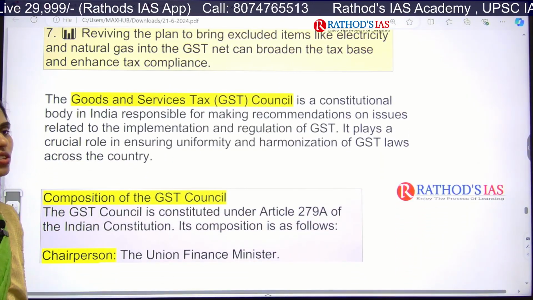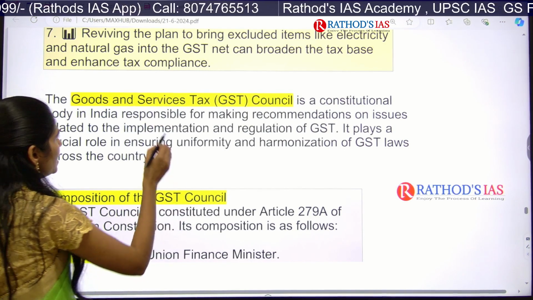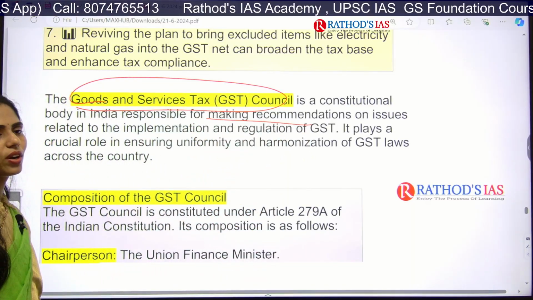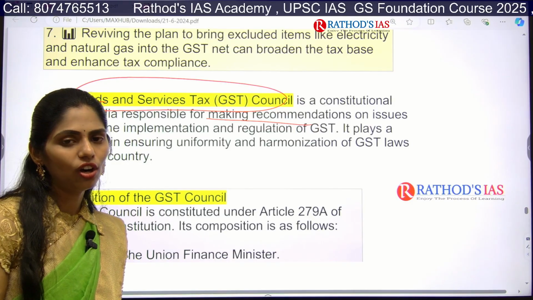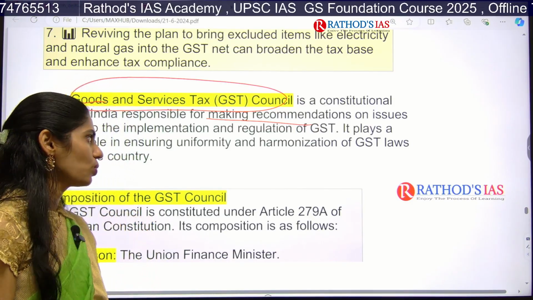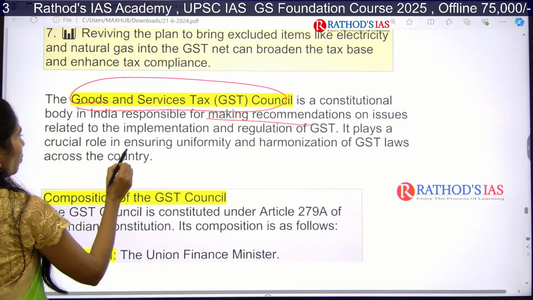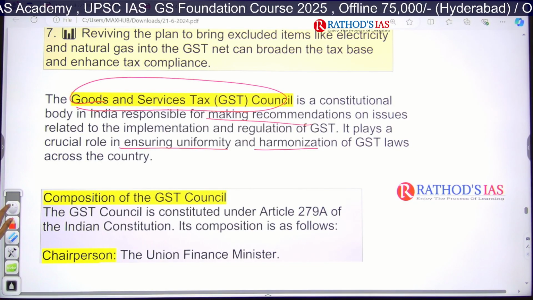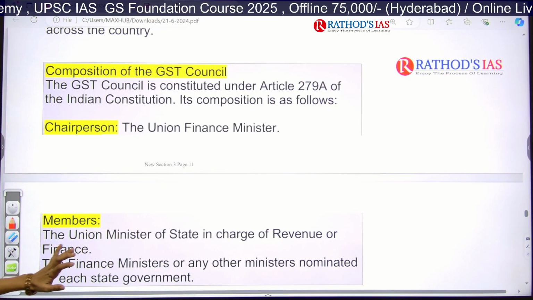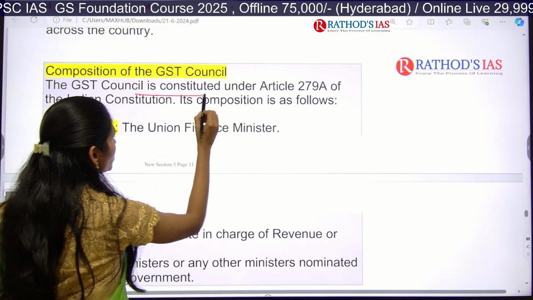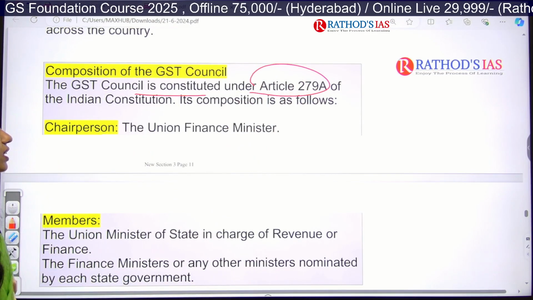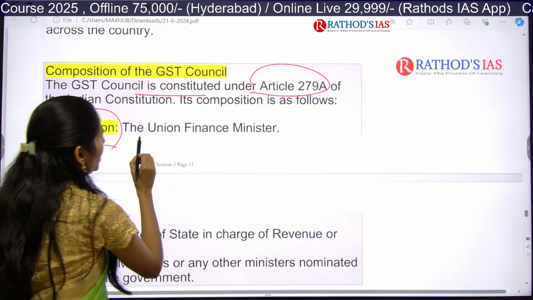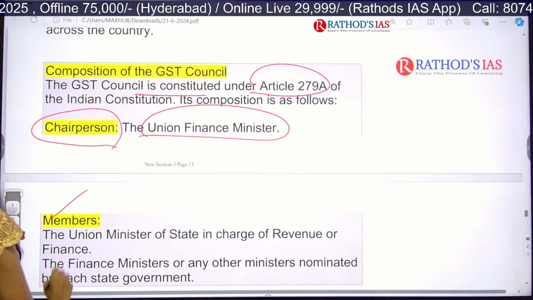What is this GST Council? It is a constitutional body, and it is responsible for making recommendations on issues related to the implementation as well as regulation of GST, that is Goods and Service Tax. It plays a very important role in ensuring uniformity and harmonization of GST laws across the country. Next, the composition: the GST Council is constituted under Article 279A of the Indian Constitution. So who are the members? We have the chairperson, who will obviously be the Union Finance Minister, and we have other members.